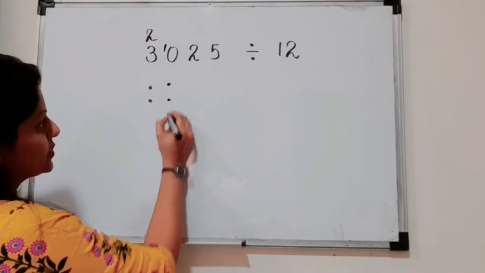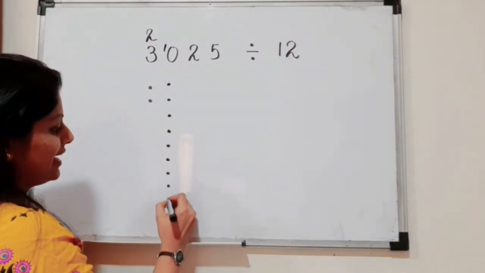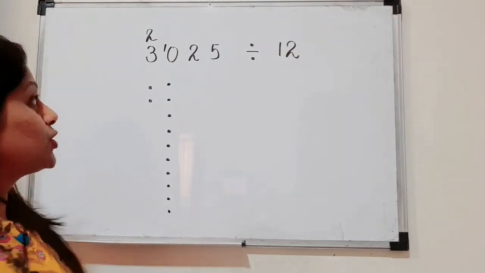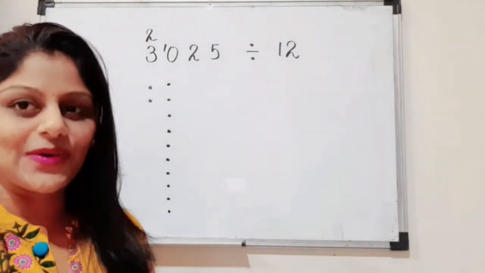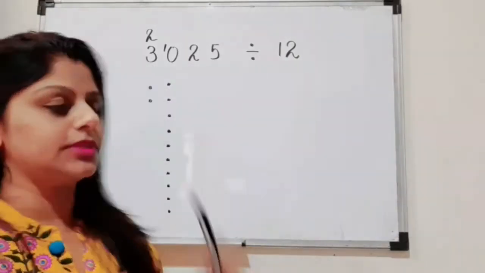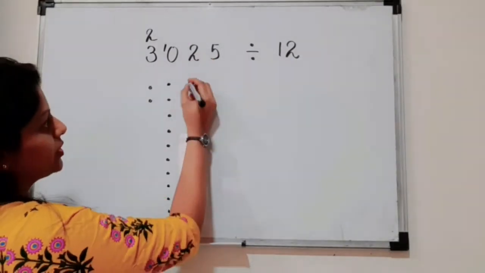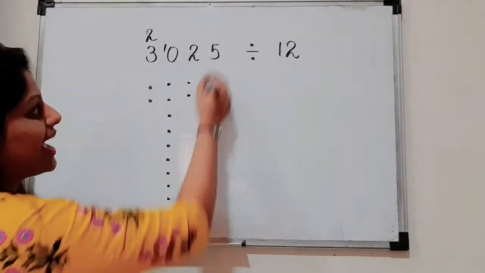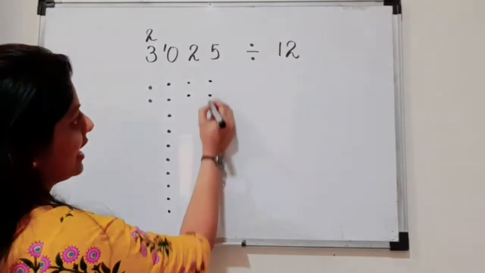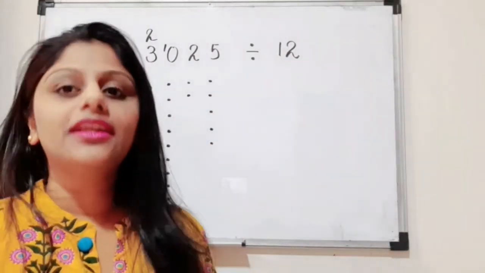Therefore 1, 2, 3, 4, 5, 6, 7, 8, 9 and 10. So we gave 10 dots in place of number 0, and we borrowed a number from number 3. Therefore 3 became number 2. Next for 2 we will draw 2 dots, and for 5 we will have 5 dots. Correct? So we have completed drawing of dots.